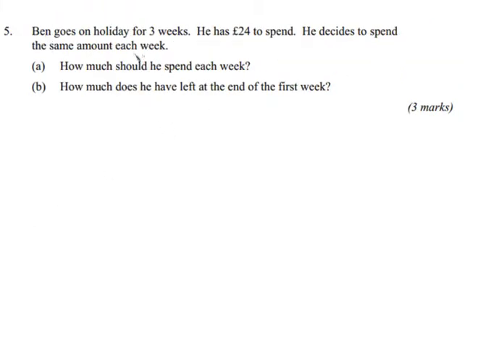Okay, question 5. Ben goes on holiday for 3 weeks. He has £24 to spend. He decides to spend the same amount each week. So each week he has to spend the same amount for 3 weeks, and he only has £24. How much should he spend each week? Well, if he's going to spend the same amount each week, just have to do 24 divided by 3, which is 8. So he spends £8 each week. Just quickly check, 3 lots of 8s is 24.